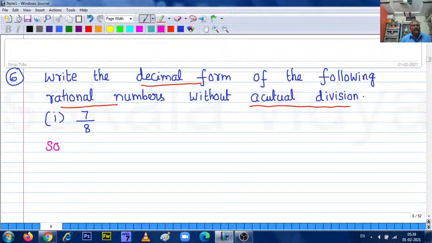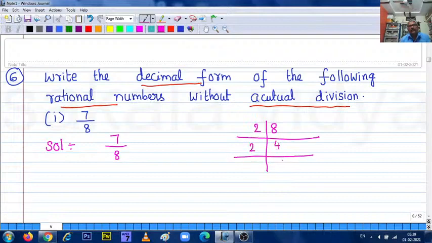So now the given is 7 upon 8. First find out the prime factors of 8. How to find the prime factorization? Start with 2, 2 fours are 8. Next 2 twos are 4. This 8 can be written as 2 into 2 into 2, so this equals 2 cube. Now this can be written as 7 upon 2 cube.